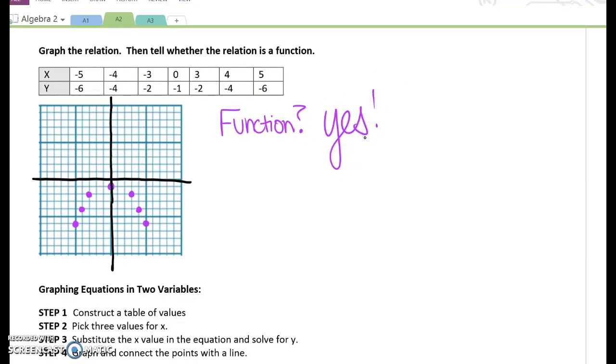Now, if you were to write the domain and range, the domain would be this top row: -5, -4, -3, 0, 3, 4, 5. The range would simply be this first part: -6, -4, -2, -1. You don't write the repetitions when you're writing the domain and range. So just a reminder, don't write repetitions. Write them in numerical order, no repetitions.